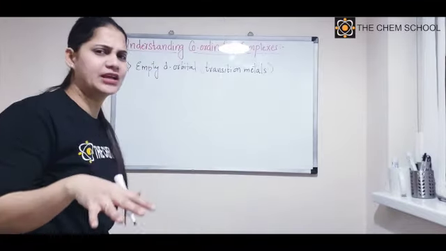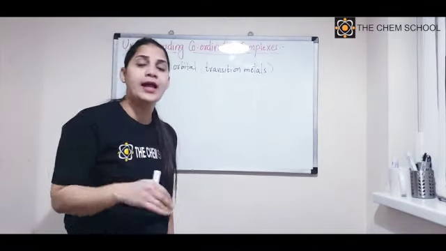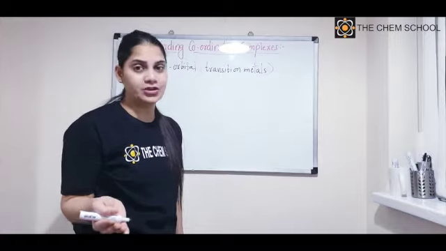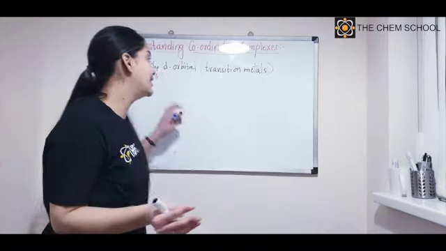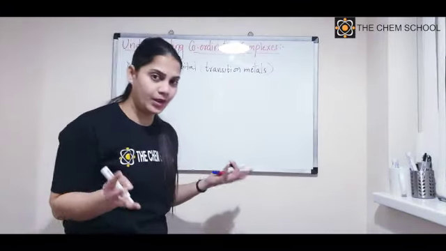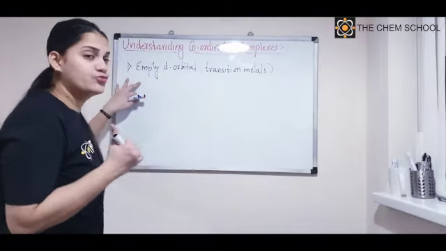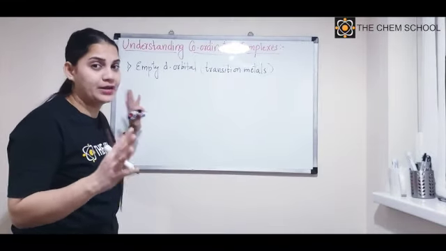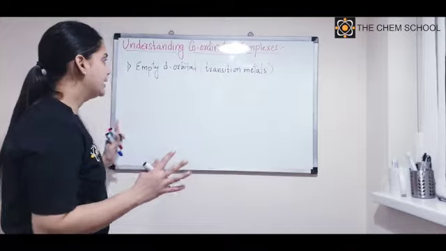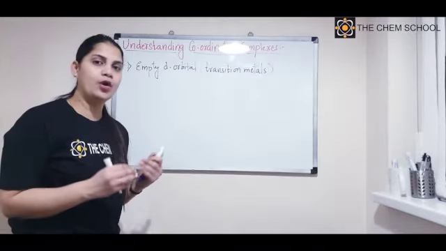There are other exceptions also, that is from the p block. Aluminum can also form a coordination complex. Why? For the same reason, it has an empty d orbital. So the first most important criterion is that you should have an empty d orbital. Now, when we have an empty d orbital, what happens?